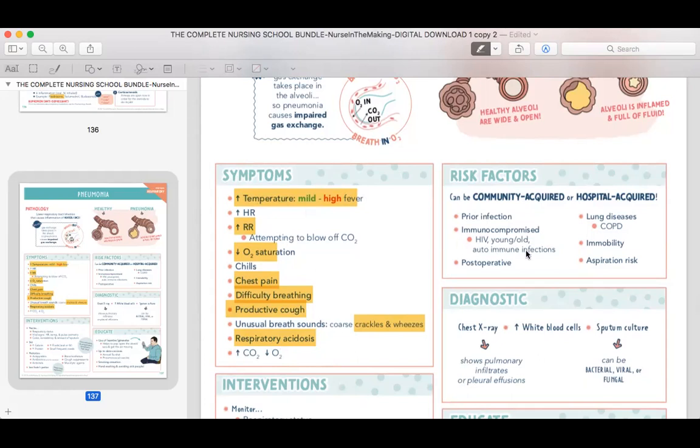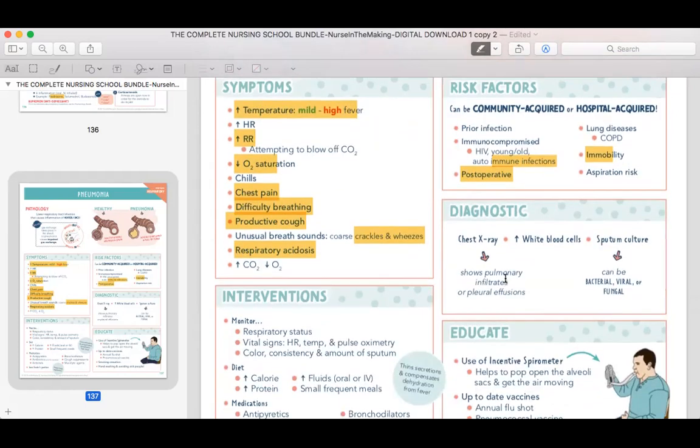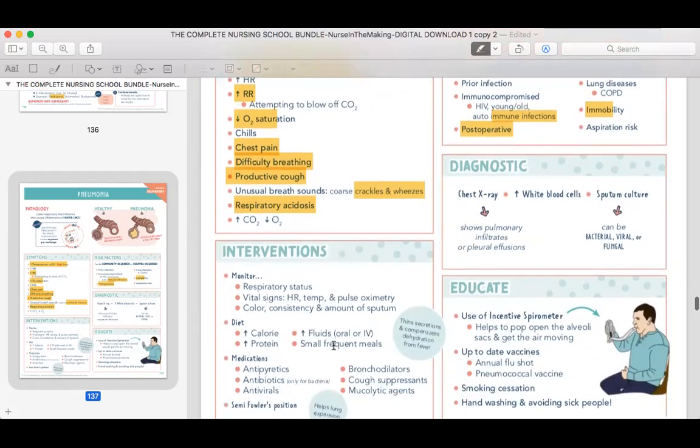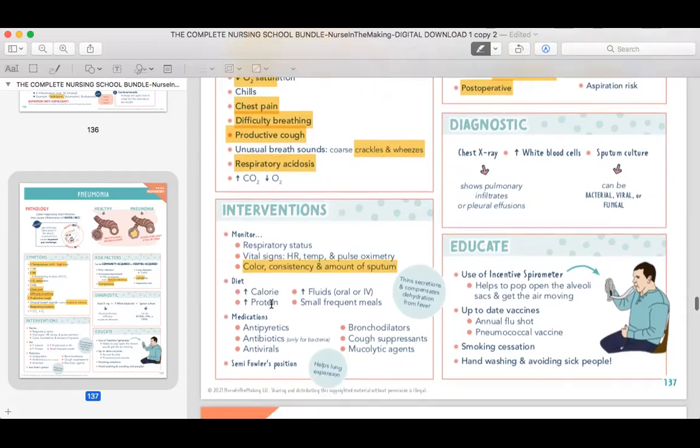Let's see, risk factors. Immobility, like we said, patients post-op. They don't move post-op. Prior infection, or if you haven't taken your immunizations, or if you have COPD, but mainly immobility and post-op. Interventions would be to monitor their vital signs, the sputum and its consistency, increase calories, proteins, and fluids. Make sure they drink lots of fluids, and small frequent meals.